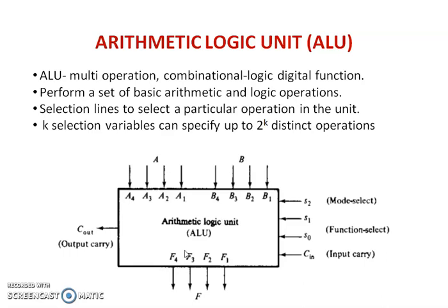For that we need to know some basic things. An ALU is a multi-operation combinational logic digital function. It performs a set of basic arithmetic and logic operations. Selection lines help in selecting a particular operation in the unit. K selection variables can specify up to 2 raised to k distinct operations. So here we have selection lines like S2, S1, S0. Based on these selection lines, it will be able to select the different operations that will be performed in the ALU. And A and B are the inputs that are fed to the ALU.